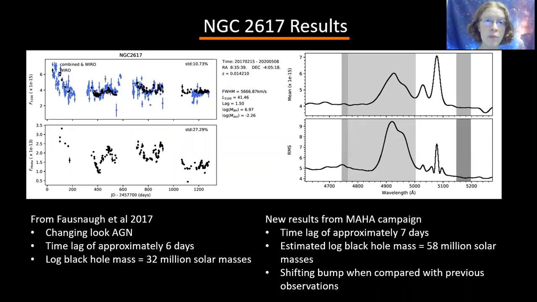For my particular object, NGC 2617, that I'm working on, before we started this project, we knew from Frosnow et al. 2017 that it had been labeled a changing look AGN, that they had determined a time lag of about 6 days on this object and had calculated a mass of 32 million solar masses. For our new data, we found the time lag to be about 7 days and our black hole mass to be 58 million solar masses.